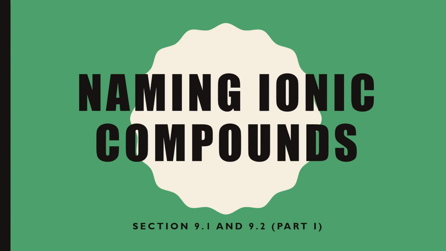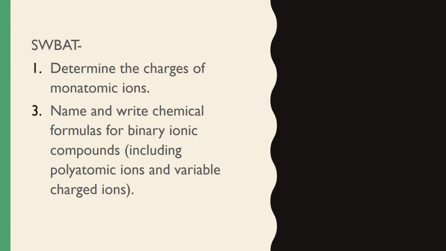We're talking about naming with ionic compounds as part of section 9.1 and 9.2. So let's go ahead and get started. Your objective for this video is to determine the charges of monatomic ions and then write names and formulas for binary ionic compounds.